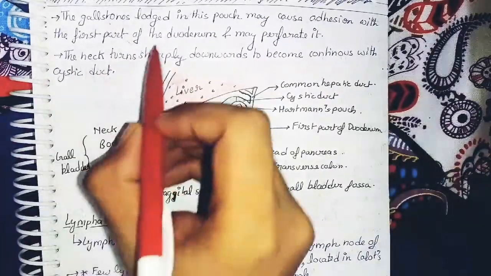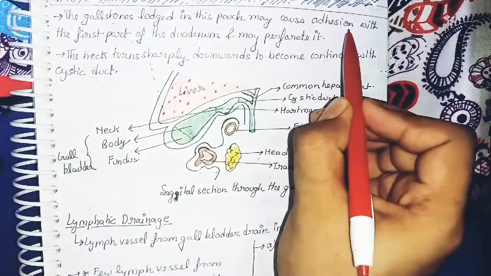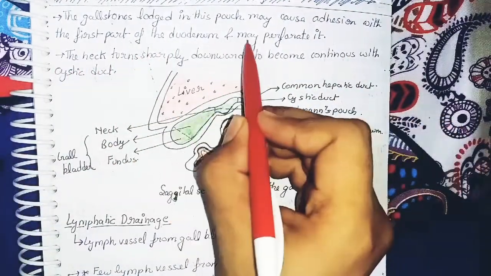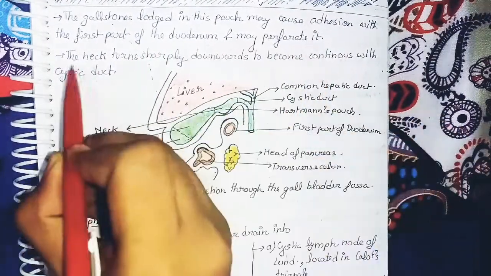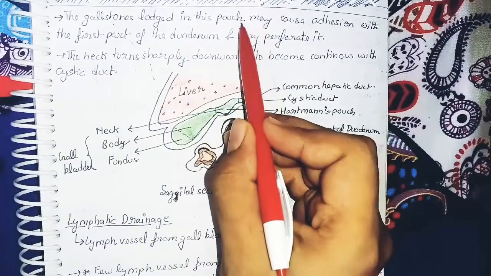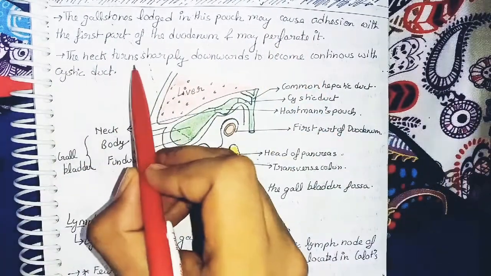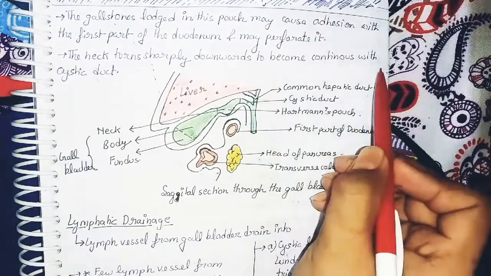A gallstone lodged in this pouch may cause adhesion with the first part of the duodenum and may perforate it. The pouch is Hartmann's pouch. The neck turns sharply downwards to become continuous with the cystic duct.